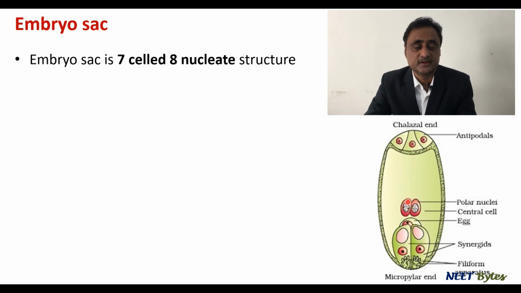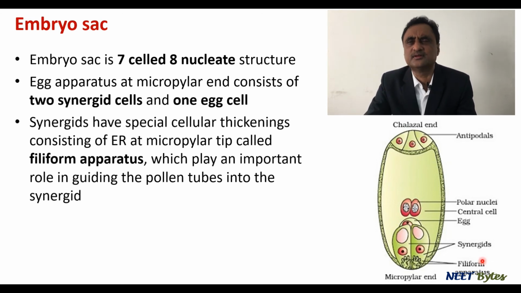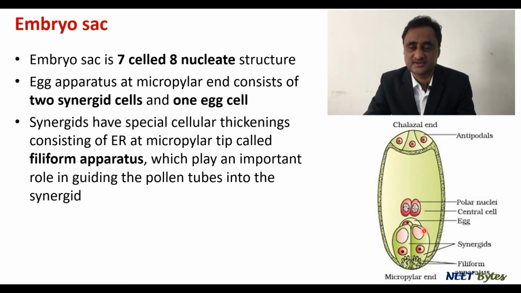Now, the egg apparatus present at the micropylar end itself consists of two types of cells. One we call the egg cell, and the second we call synergid cells. Within the synergid cell, there is a large number of filiform apparatus. And what is filiform apparatus? They are basically made of endoplasmic reticulum, and that helps in receiving the male gamete and eventually helping in the process of fertilization, which we will discuss in detail in the section on fertilization.